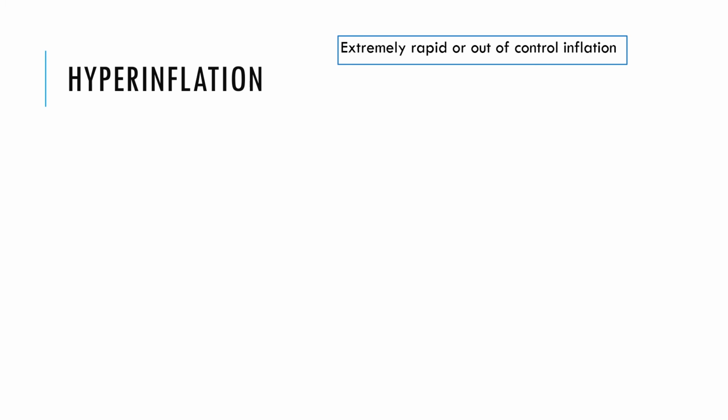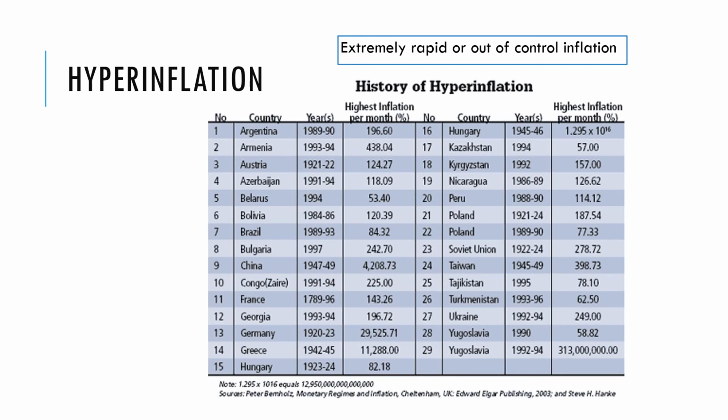Now, some economies who get things horribly wrong might experience what's known as hyperinflation. That is extremely rapid or out of control inflation, maybe as a result of a wage price spiral. Here are some examples of countries with hyperinflation. Some of these you might have studied, for example, the Weimar Republic in Germany, where they experienced 29,000% inflation per month. Crazy numbers. Look at this one down here. Very, very high rates of inflation.